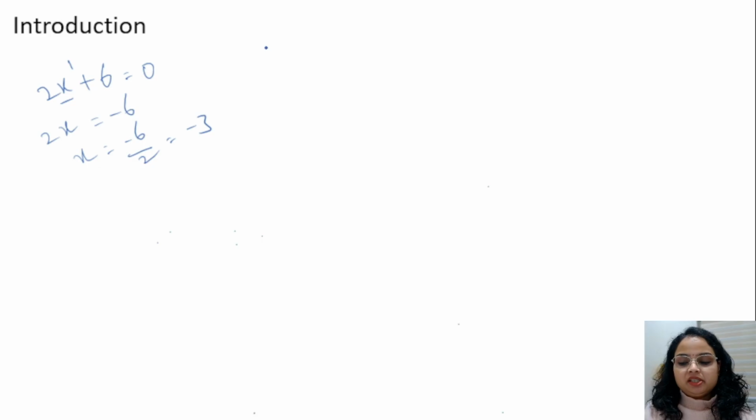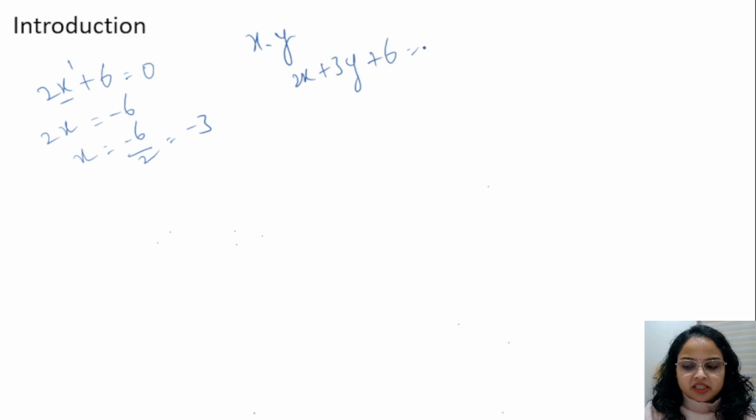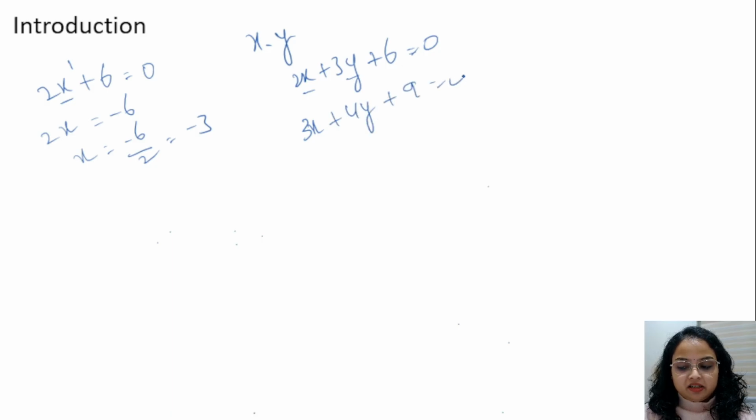If two variables, x and y, are given, we can write the equation as 2x plus 3y plus 6 is equal to 0. This is a linear equation in two variables. Here two variables x and y are given. And if we have to find the values of the two variables, we need another equation. For example, we will take another equation as 6x plus 4y plus 9 is equal to 0. These are a pair of linear equations in two variables x and y. These two are the examples we have taken.